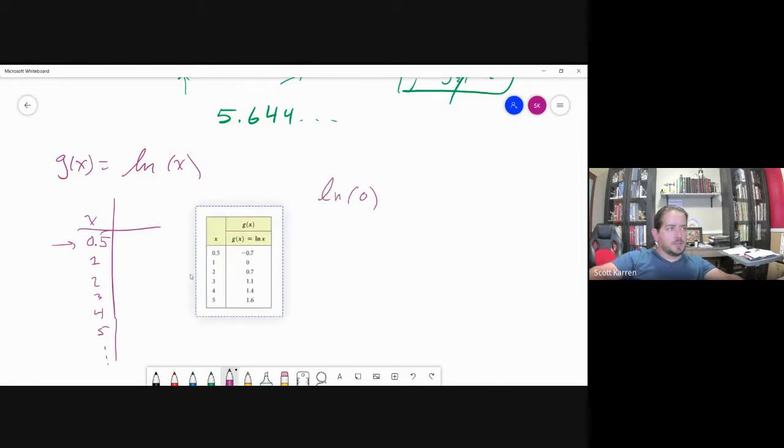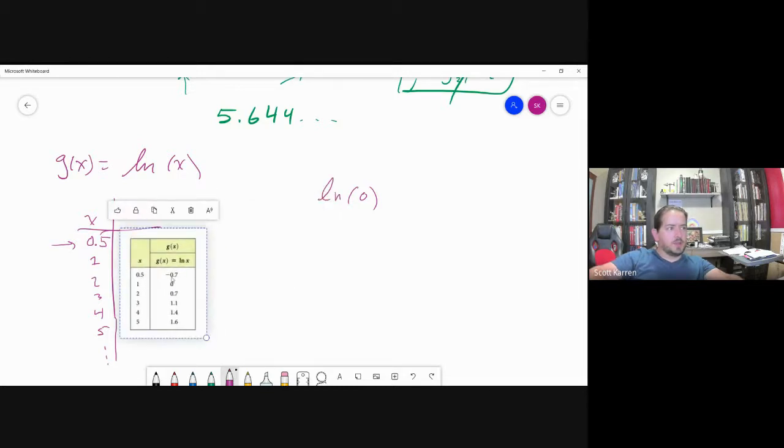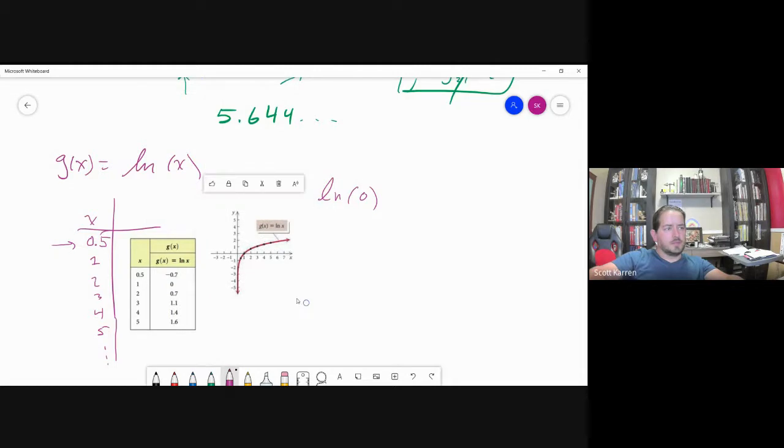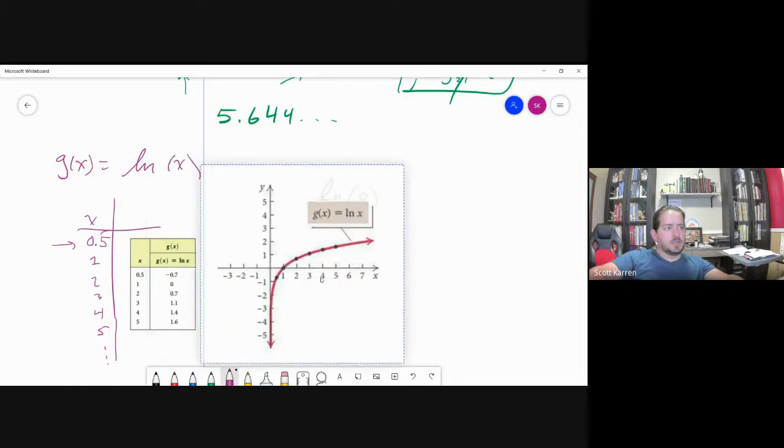They came up with these numbers. 0.5, they get this negative 0.7. At 1, they get 0 and 2. And then they graph it like this. Plotting those points, 0.5 and negative 0.7, 1 and 0, 2 and 0.7, and so on and so on. And the graph looks like this.